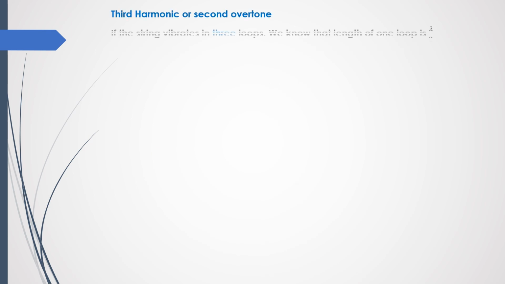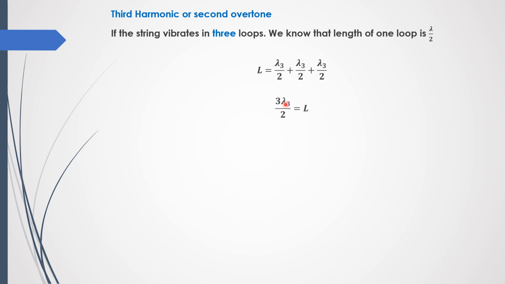The third harmonic or second overtone is when the string vibrates in 3 loops. We know that the length of one loop is lambda by 2. So L will be equal to lambda 3 upon 2 plus lambda 3 upon 2 plus lambda 3 upon 2, since there are 3 loops. If we add them, L will be equal to 3 lambda 3 upon 2, or lambda 3 will be equal to 2L upon 3. Applying the same formula, f3 lambda 3 will be equal to v, or f3 will be equal to v upon lambda 3. Putting the value of lambda 3, f3 will be equal to 3v upon 2L. v upon 2L is equal to f1, so f3 will be equal to 3f1.